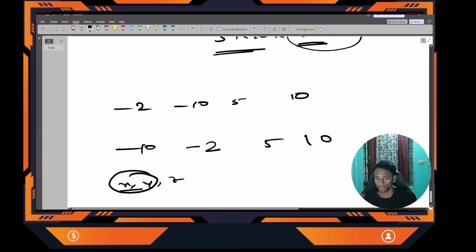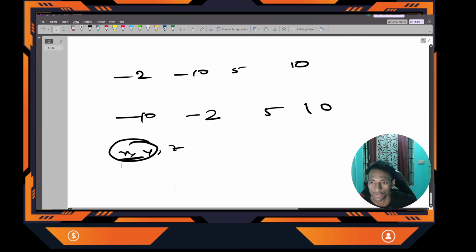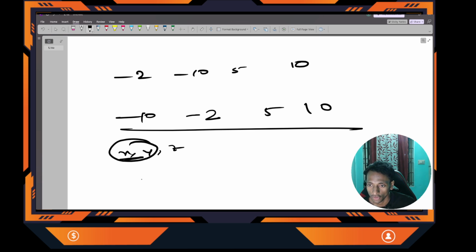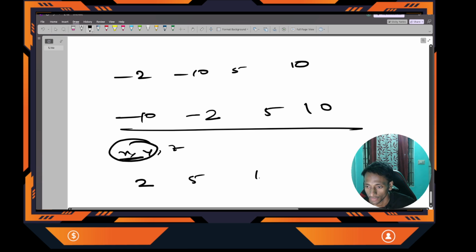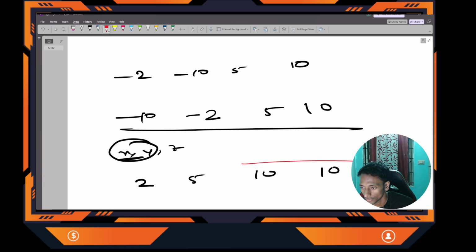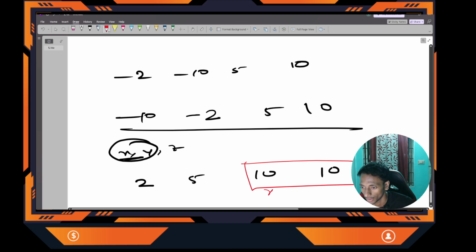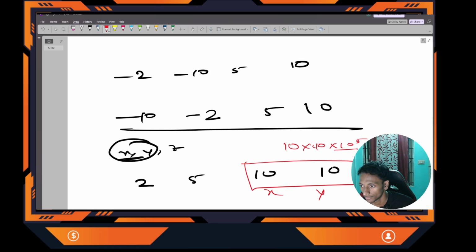So x and y should be the ones with the larger absolute value, right? If I sort this array corresponding to the values, it will be 2, 5, 10, 10. Just observe the behavior. If I choose these as x and y, then that means 10 into 10 into 10 to the 5.